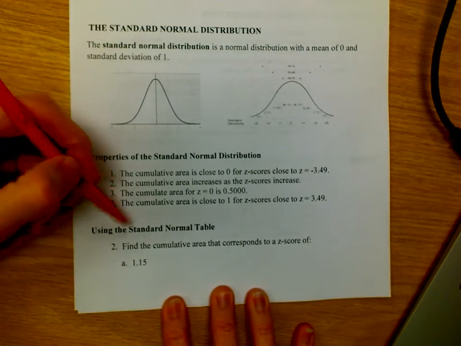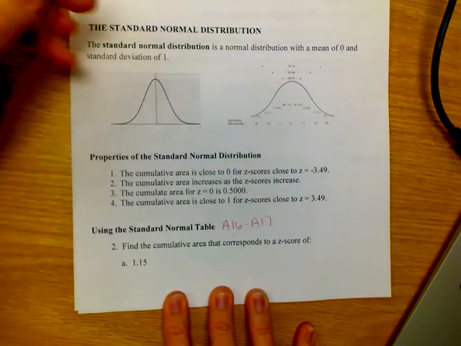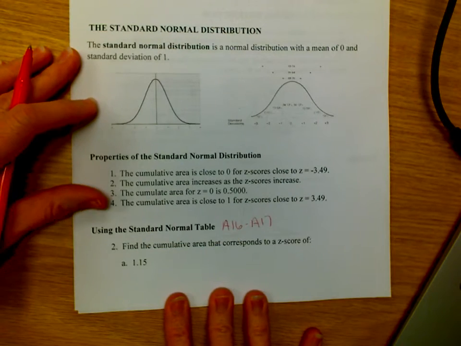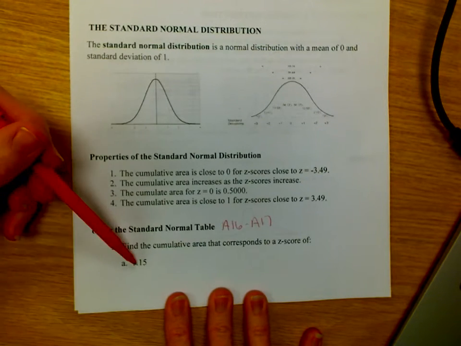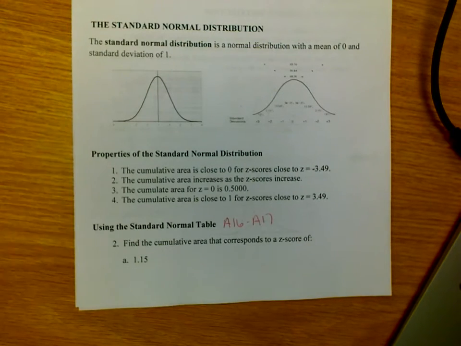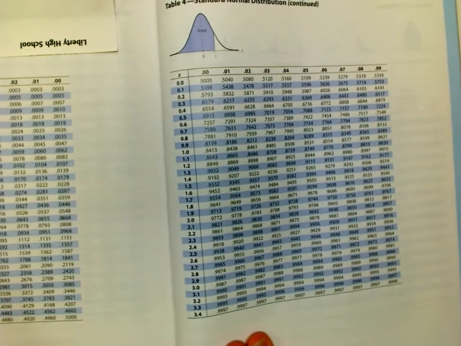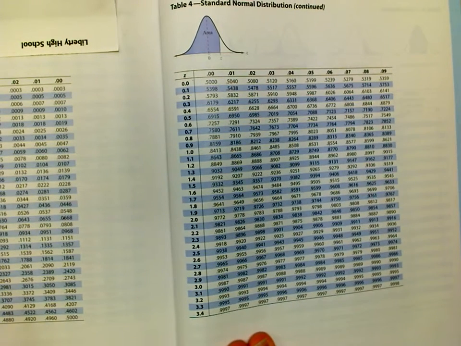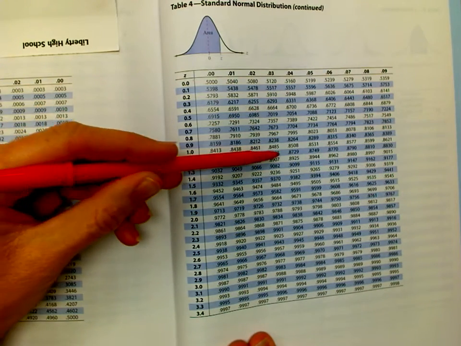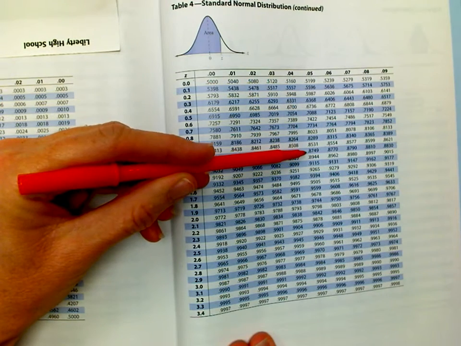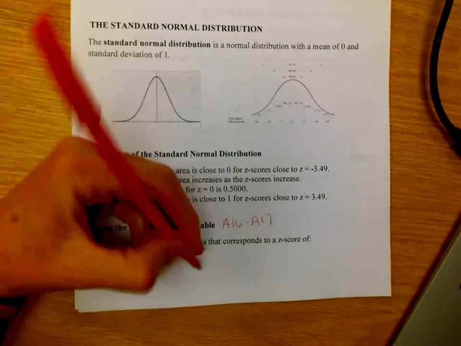So if you look down here, it says using the standard normal table. This table can be found on page A16 and A17. And I wanted to go over how you can actually find the area and read the chart. So problem number 2 says find the cumulative area that corresponds to a z-score of 1.15. Well, here's how you're going to read the chart. 1.15 is positive, so it's going to be found on page A17. You are going to go down to 1.1, and then you're going to go over to the 0.05 column, which would be the number 0.8749. And that is your area under the curve for that z-score.